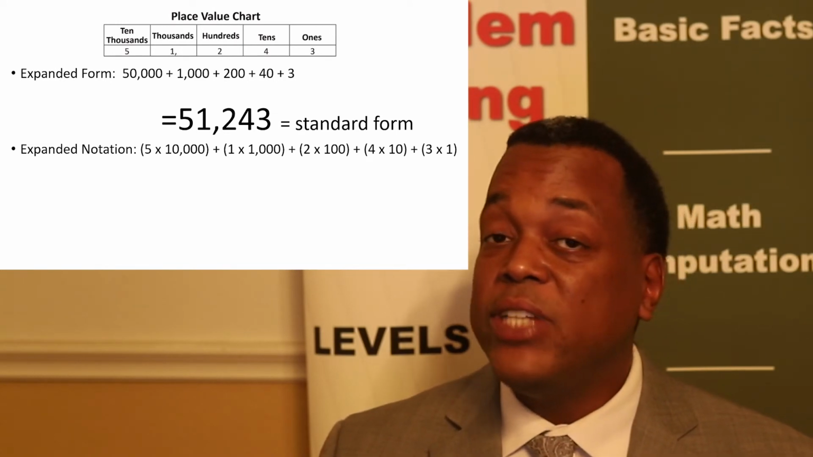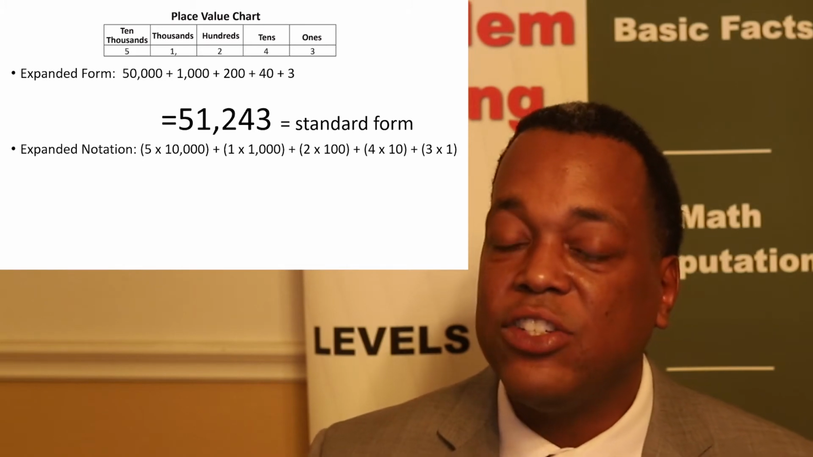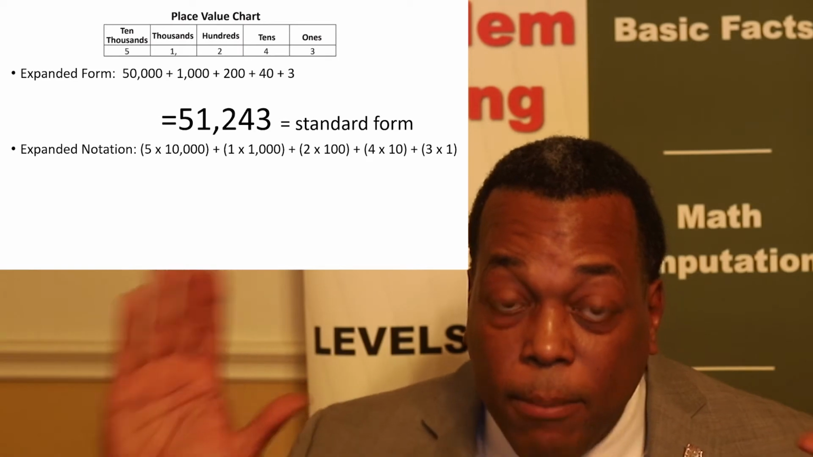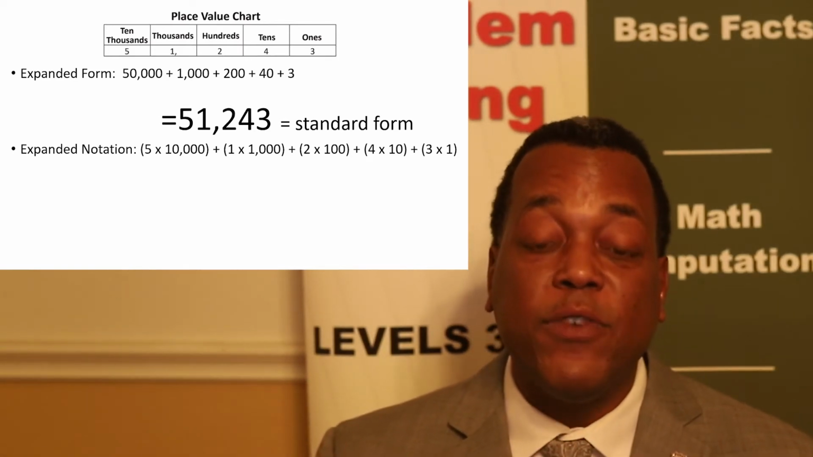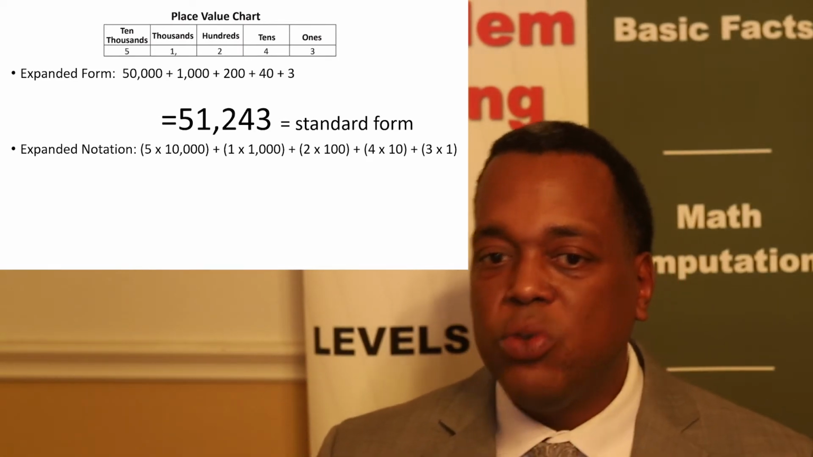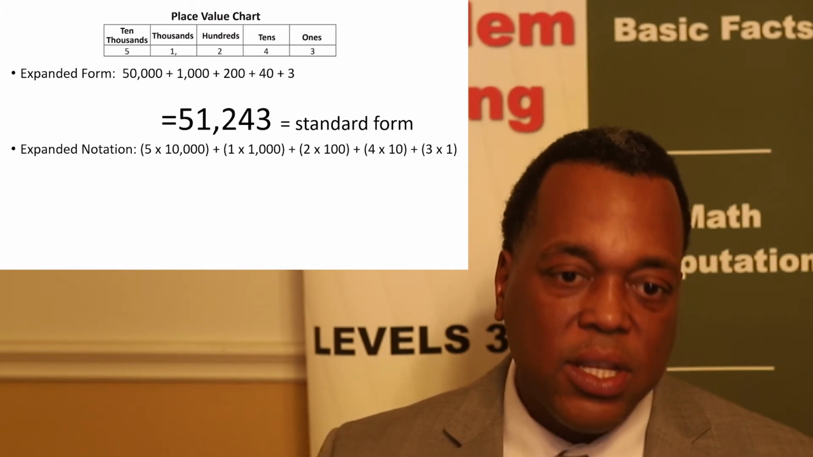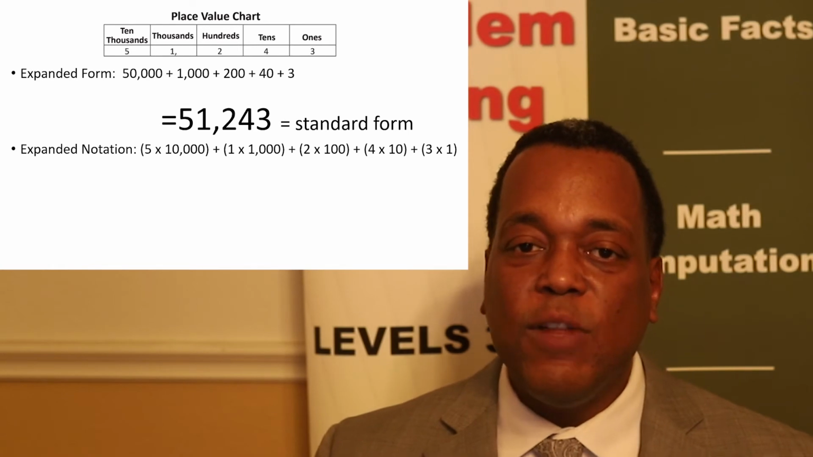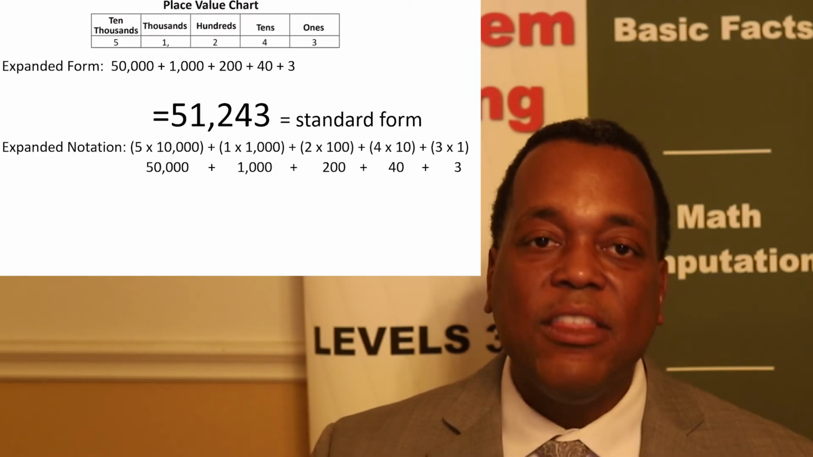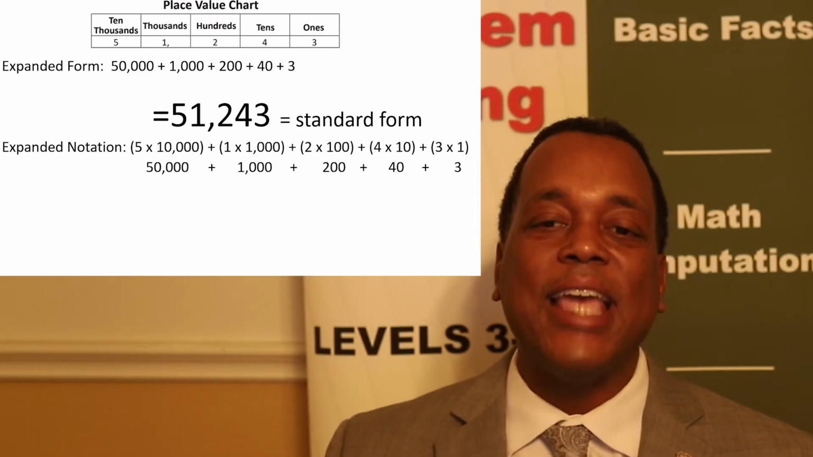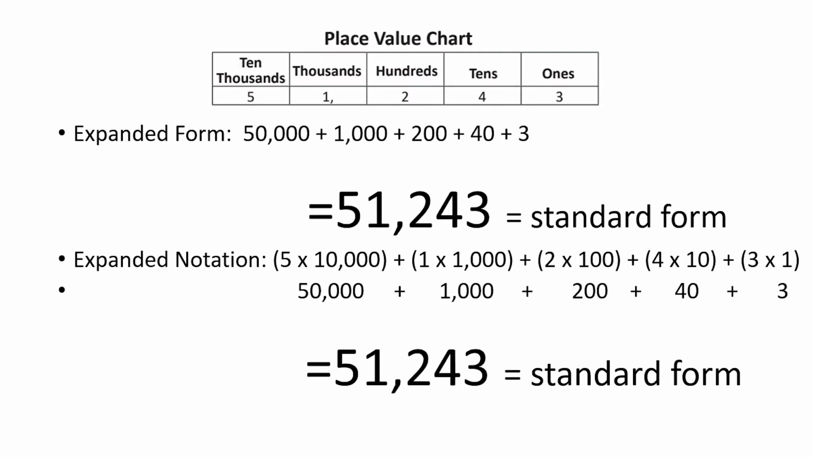Now, expanded notation is dealing with multiplication. Expanded form, adding. Expanded notation, multiplying. Let's make sure we know the difference between both of those. Now we're going to decompose this number, and you see we're decomposing it again with multiplication. And with expanded notation, you have to multiply the values and then add the values to come up with a standard form. And again, standard form only means a regular whole number, a regular normal number.